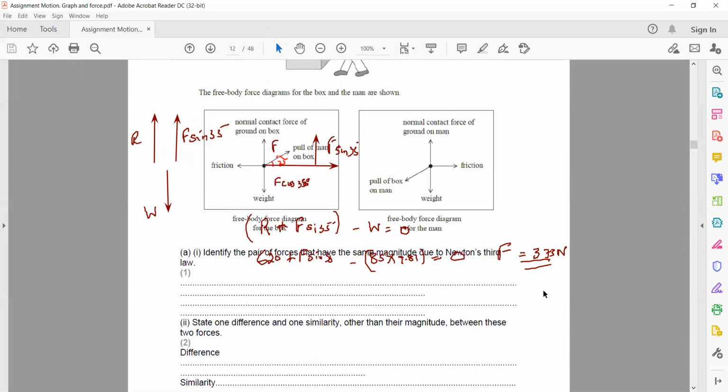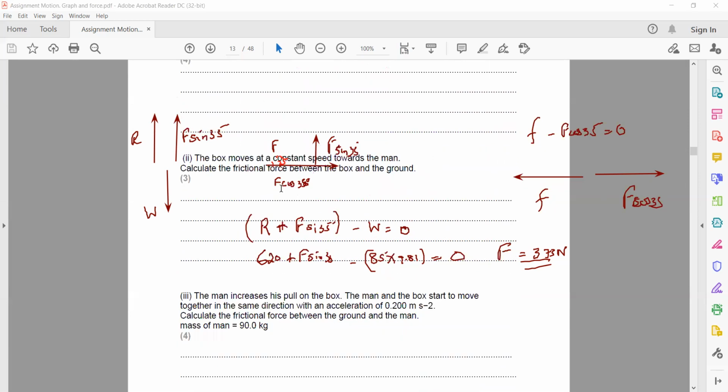The horizontal component, after getting the value for F. Vertically there was no acceleration, and horizontally also they mentioned it is moving with a constant speed, so there is no acceleration. So F cos theta is acting towards right and friction is acting towards left. Friction is opposing the motion, and this is F cos 35. So we can say friction minus F cos 35 is equal to 0, as they mentioned it is moving with a constant or steady speed.